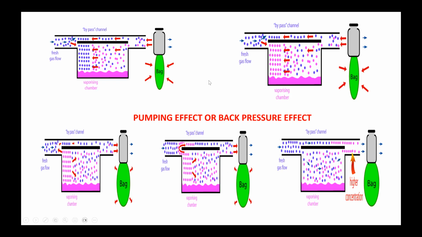Are you able to understand this? Is it clear? Yes, sir. Okay, so remember this back pressure causes some of the fresh gas flow to enter because it is not allowing the bypass gas to go straight. Some of them take the route, enter into the vaporizing chamber and carry more vapor and come out and increase the concentration.